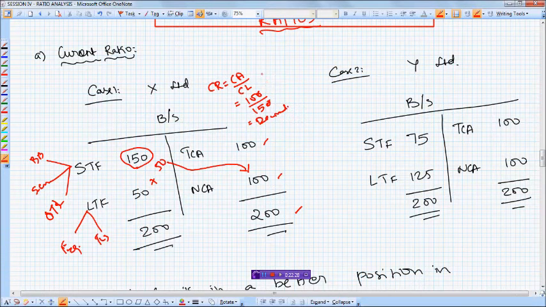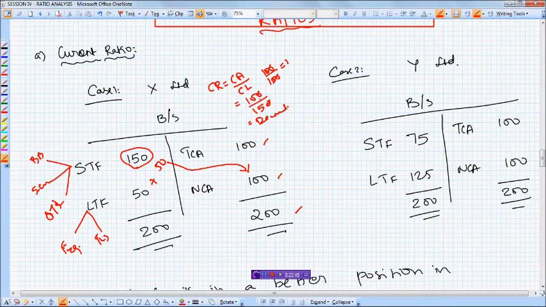See, if the current ratio is equal to 1, that is, for 100 rupees of current asset you have 100 rupees of current liability, it means the entire current assets were financed by current liabilities. So there is no question of diversion or anything. But the ratio going below 1 indicates what? It indicates utilization of short-term funds for long-term purpose.